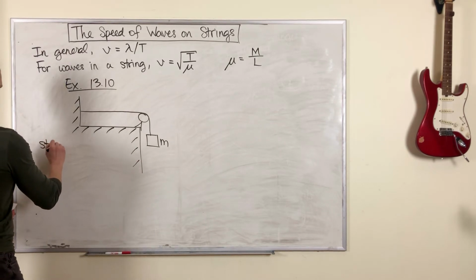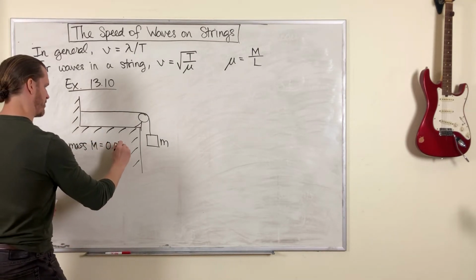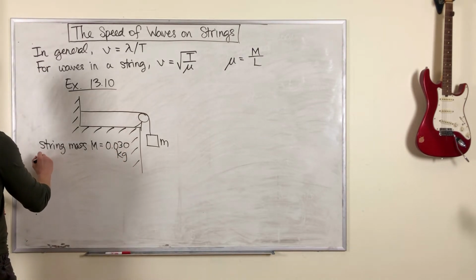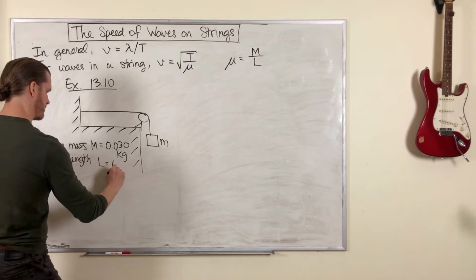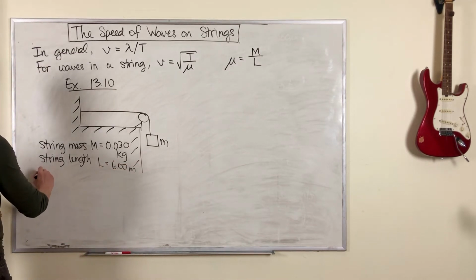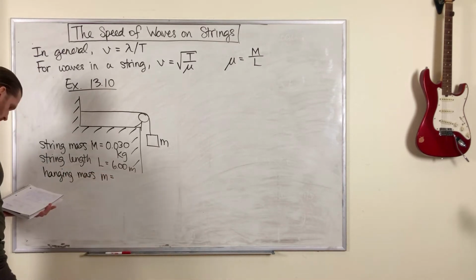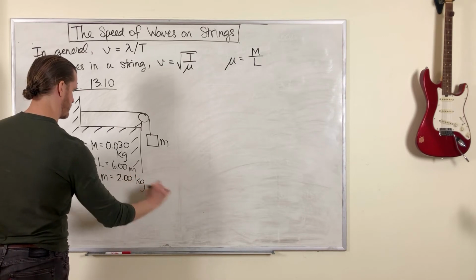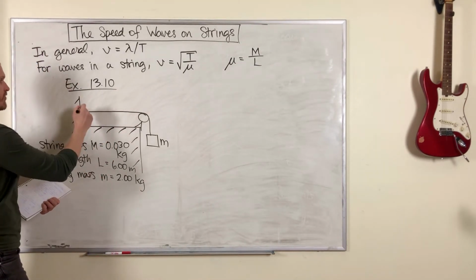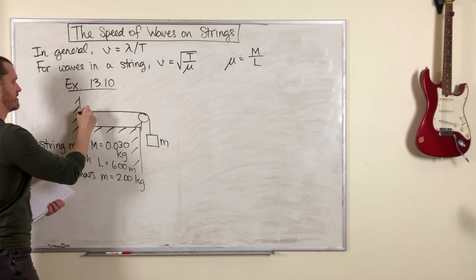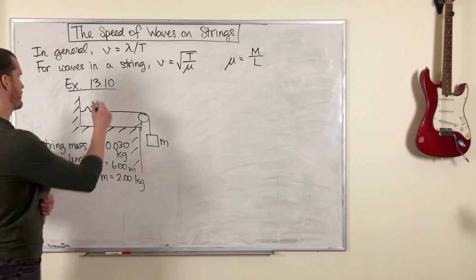String mass, capital M, is 0.03 kilograms. The string length is 6 meters. And the hanging mass is 2 kilograms. So let's figure out how fast waves would travel in the string. Like say you pluck the string and it creates a little wave, then moves along that string. What's its speed going to be?